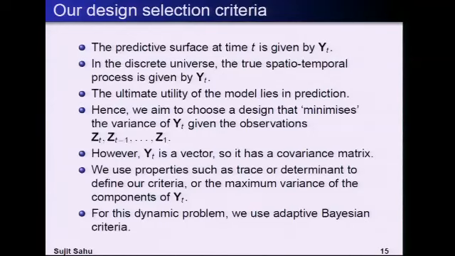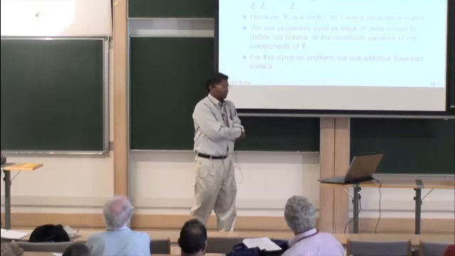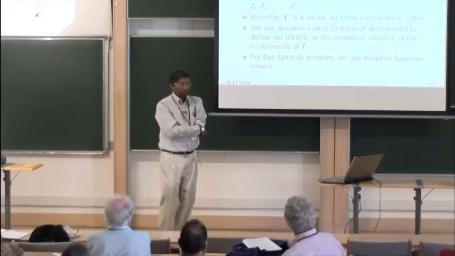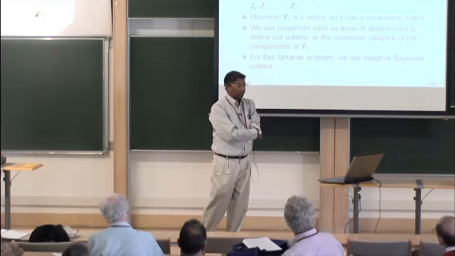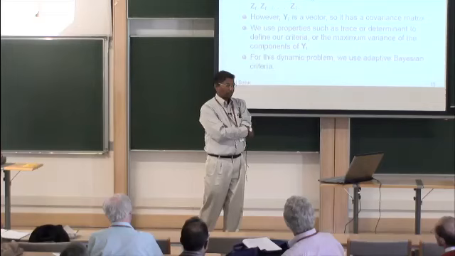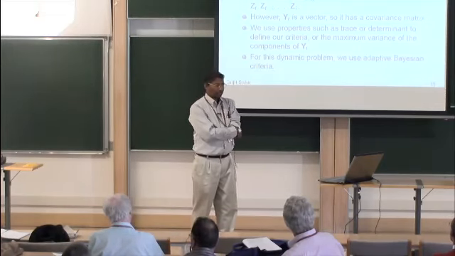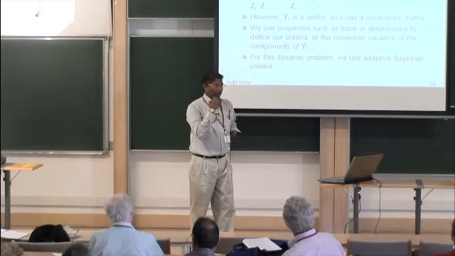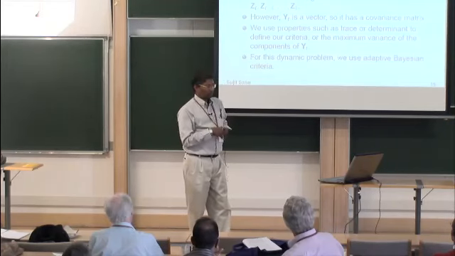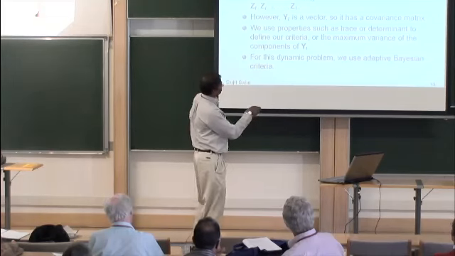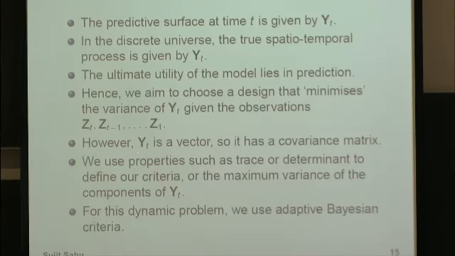The predictive surface at time t is given by Y_t. As I was saying, Y_t is very large; it is the population of the spatiotemporal process which constitutes our prediction, in our discrete universe. The true spatiotemporal process is given by Y_t, and because the ultimate utility of our model lies in prediction, we aim to choose a design that minimizes the variance of Y_t given the observations Z_t, Z_{t-1}, and so on down to Z_1. This goes on dynamically, and at each time point t we want to minimize, in quotes, the variance, because now Y_t is a vector.